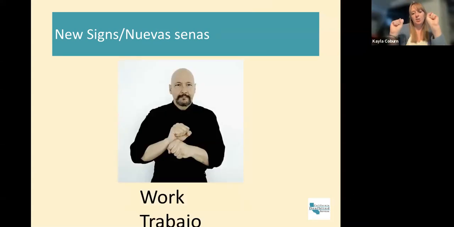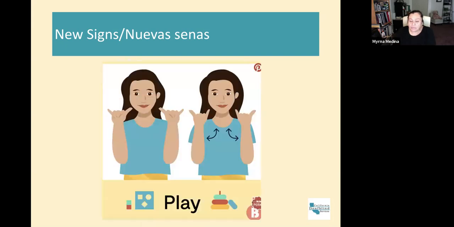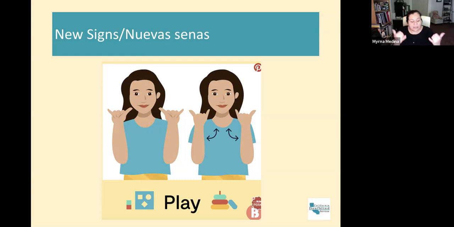Work is 2 S's, and the top one is bouncing on the bottom one. Para trabajo, ustedes tienen 2 S's con las 2 manos y las traen una arriba hacia abajo, golpeando. Next is play, where you do 2 Y hand shapes and you shake it. La siguiente es jugar, hacen 2 Y's y las mueven de un lado a otro.